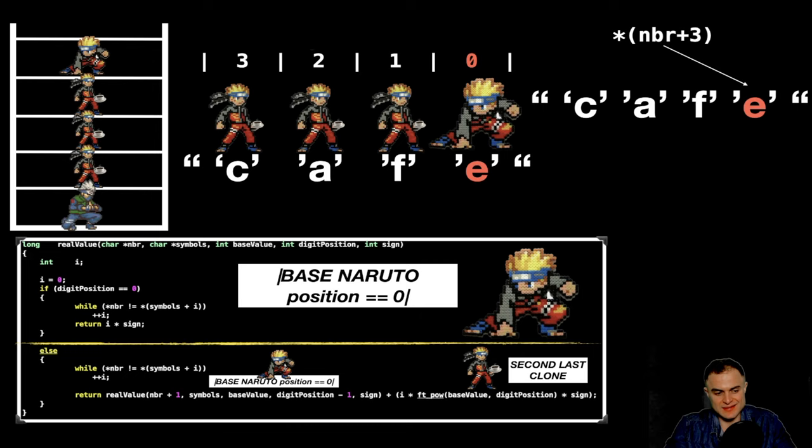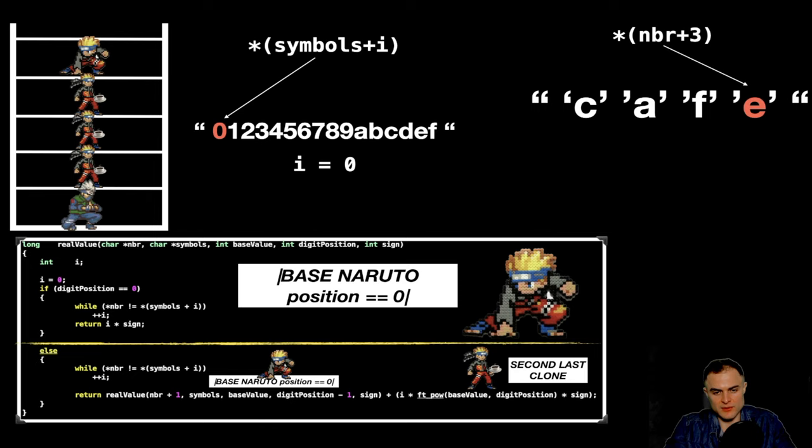It's going to say: while the number, which for this Naruto base case is the letter E, is different from the symbol at position I, namely look at symbols plus I. What is that? Well, it's the base. What is it going to do? It's going to increase I. Okay.